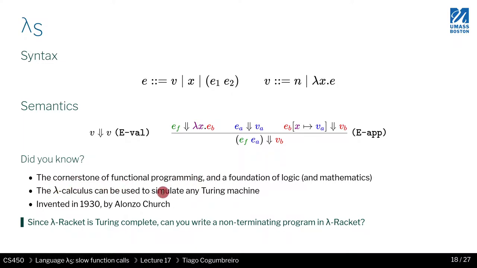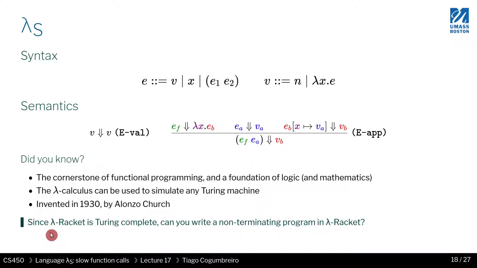It is really a cornerstone of functional programming, but also a foundation of logic. The Lambda calculus is crucial in logic and, of course, in mathematics, to give meaning to what mathematics is. There's a lot of work in proof systems that is all supported by the Lambda calculus. So it's very, very interesting, and very important to any computer scientist. It was invented in the 1930s by Alonzo Church.